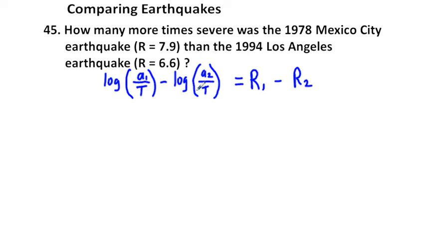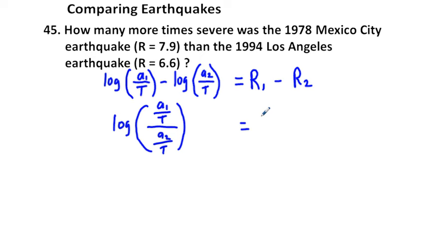And we combine these logarithms, and using the rules of logarithms, the left side is equal to log of, in the numerator a sub 1 over T, and in the denominator a sub 2 over T. And again, on the right side we have R1 minus R2.